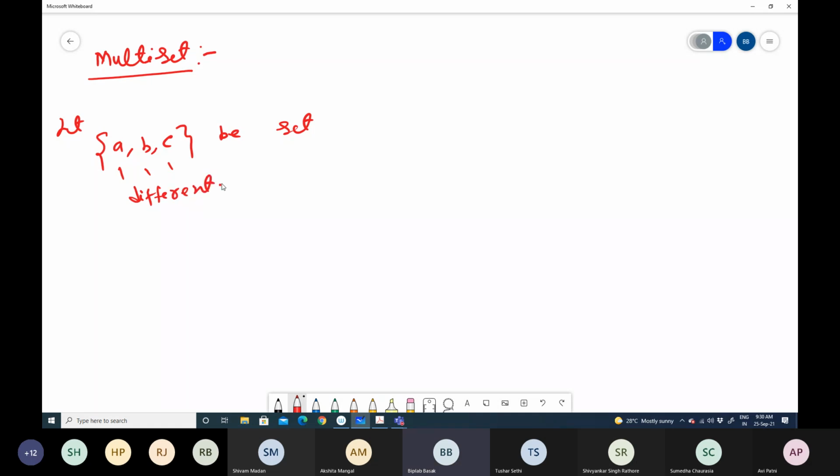If we write 2, 2, 3, generally we do not consider this as a set, because as a set we write only 2 and 3. When we write a set, repetition is not allowed. That was the concept of a set. But here we will generalize that concept. So what is a multi-set? We will take elements with repetition.